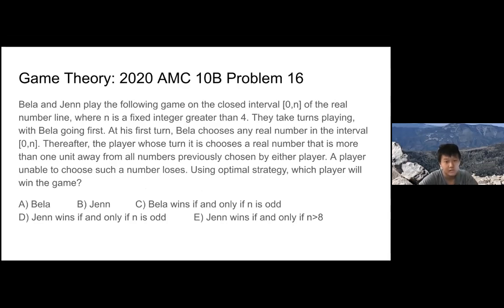Here's a game theory problem. Bella and Jen play the following game on the closed interval 0 through n. Closed means the endpoints are part of it. So they take turns playing, with Bella going first. Bella can choose a real number in this interval. And then on your turn, you have to choose a number that's not within 1 unit from any other number. So like if Bella chooses 3, you can't choose anywhere between 2 and 4.